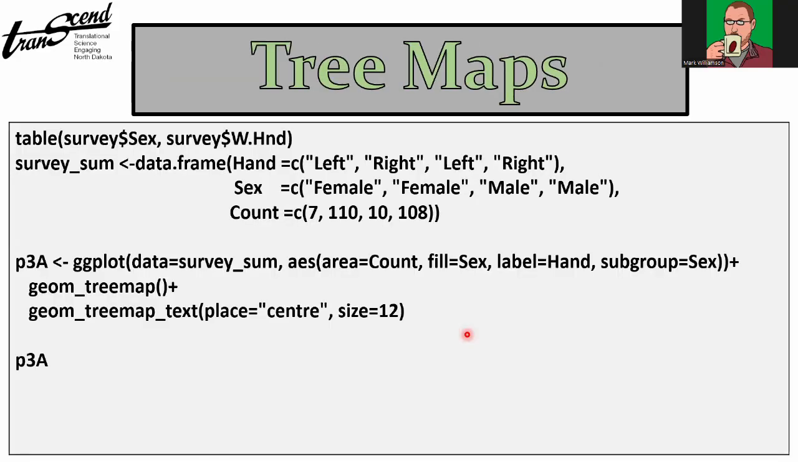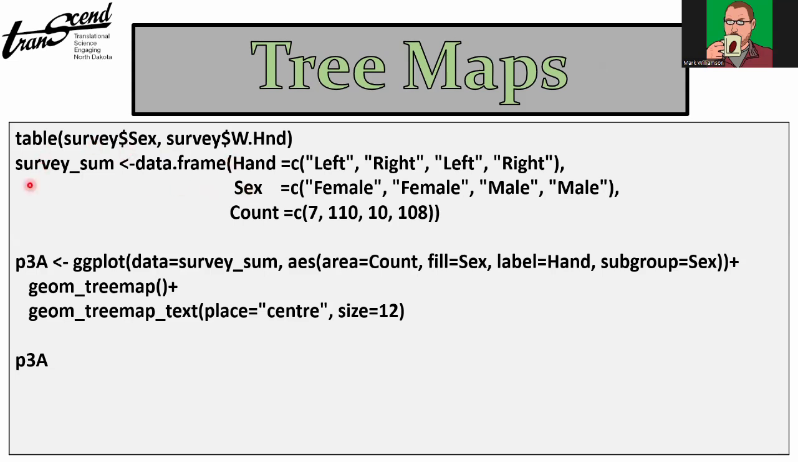All right, we'll move on to tree maps. Tree maps are fairly simple to do, especially because they're really for count data. So instead of doing something like a count table, tree maps is kind of nice. So I'm going to look at the survey data set, which has different variables, including handedness by sex.